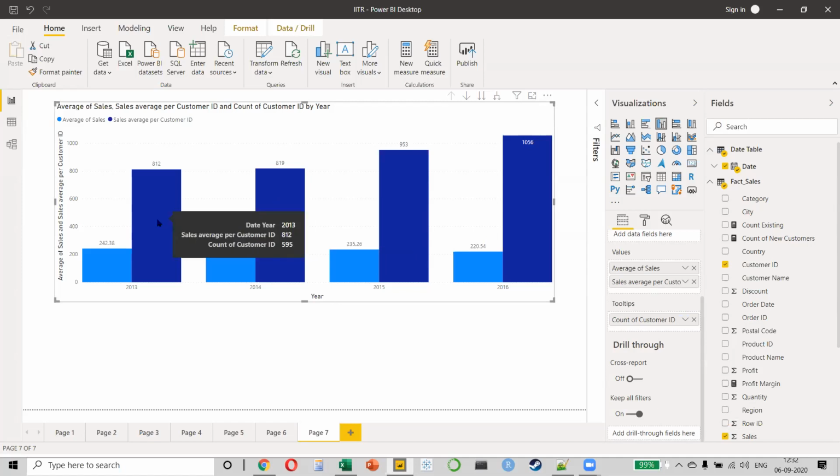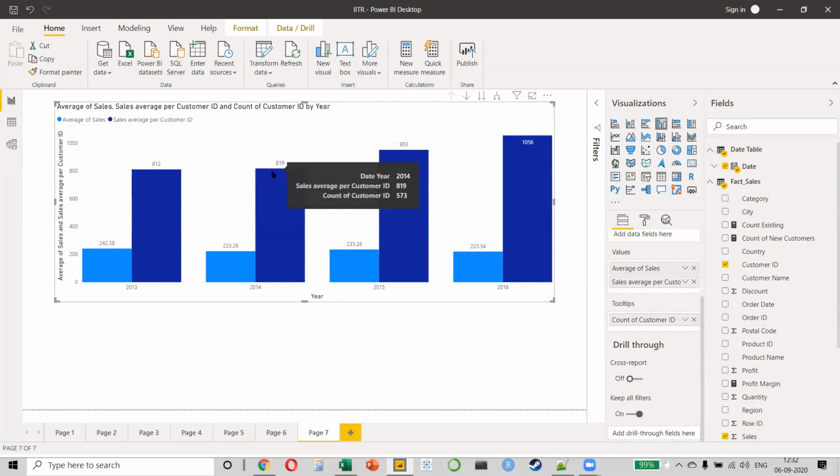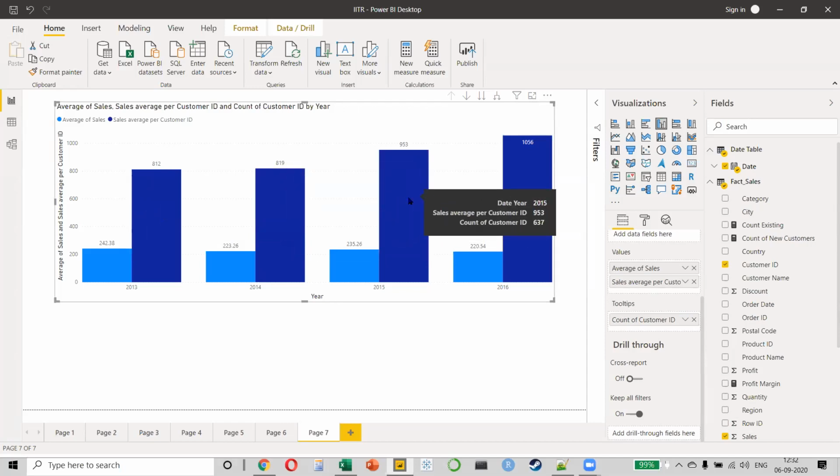Then in the next year, it was 573. Now, do you see what I'm talking about? In 2014, the number of customers has actually decreased. But if you look at the average, it has increased, 890. But if you look at 2015, 573 became 637. And then in 2016, it became 693. Okay. See, these are good questions you're asking, but that's why I'm giving you a very clear answer.